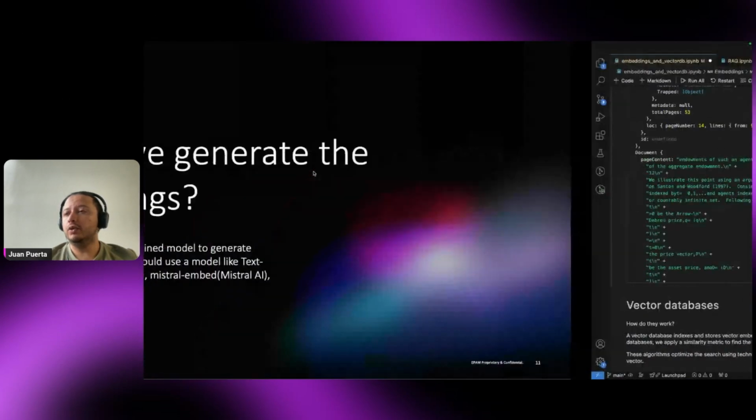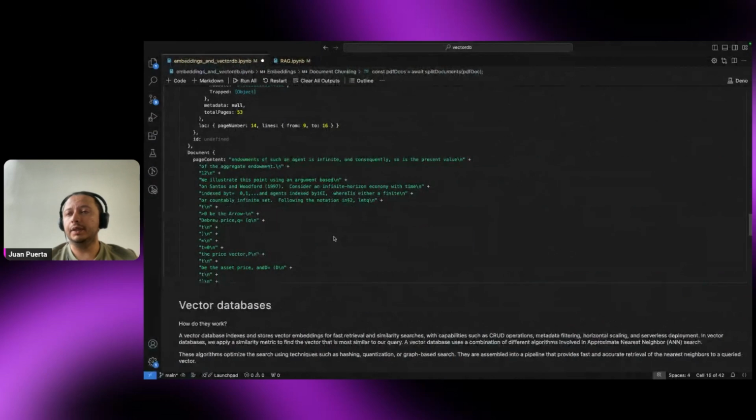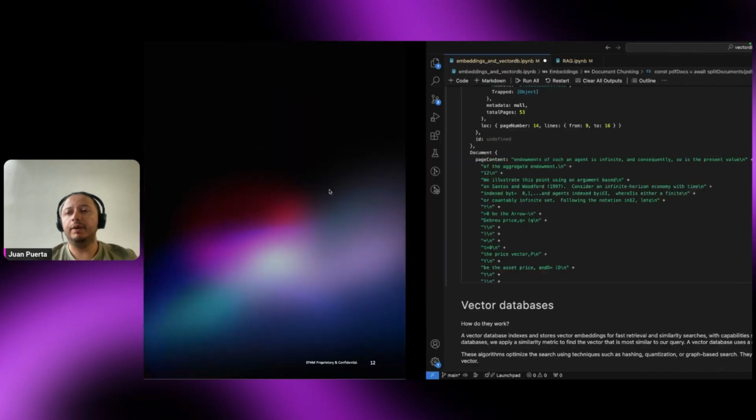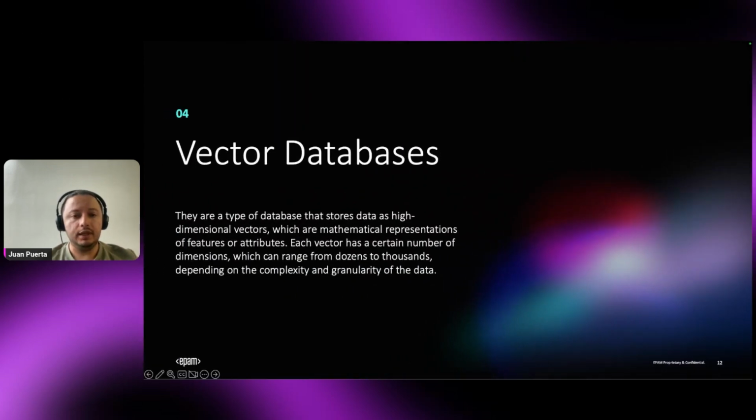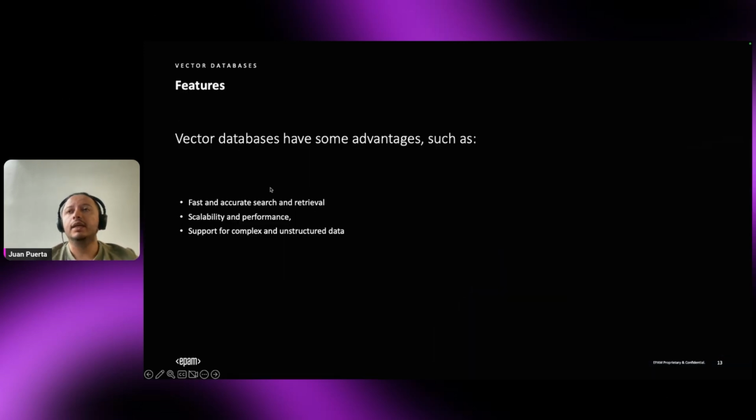We usually don't want to use them as is, so we can store that data in a vector database. But what actually is a vector database? It is a type of database that stores data as high-dimensional vectors, aka embeddings. Each vector has a certain number of dimensions, which can range from a dozen to thousands, depending on the complexity of the data. Some features of a vector database are fast and accurate search and retrieval.